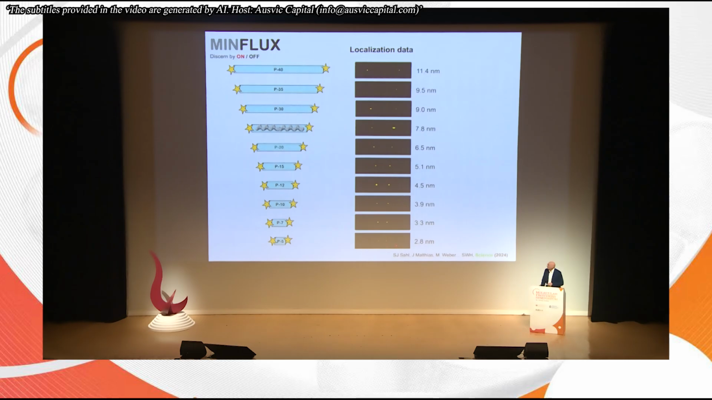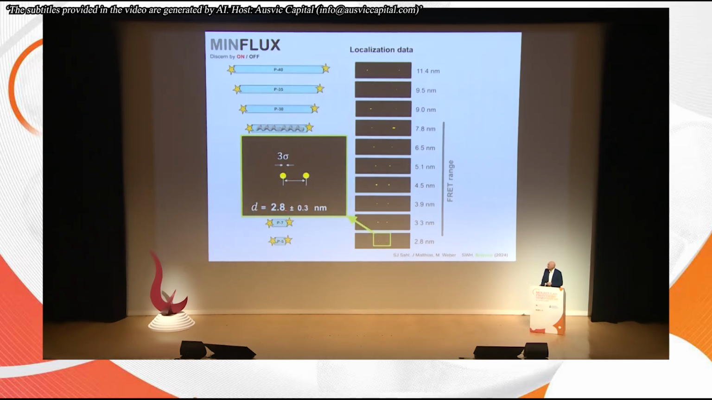Okay, now this is the measurement done with MINFLUX, and you see here that it works very well. So these are examples, 3.9, 5.1, 6.5, and so on. And here the smallest one is 2.8 nanometer distance with 3 Angstrom precision measurement. This is the FRET range. In fact, we can go beyond the FRET range. That's very clear. Why not go higher up? It's just measurement of distances.